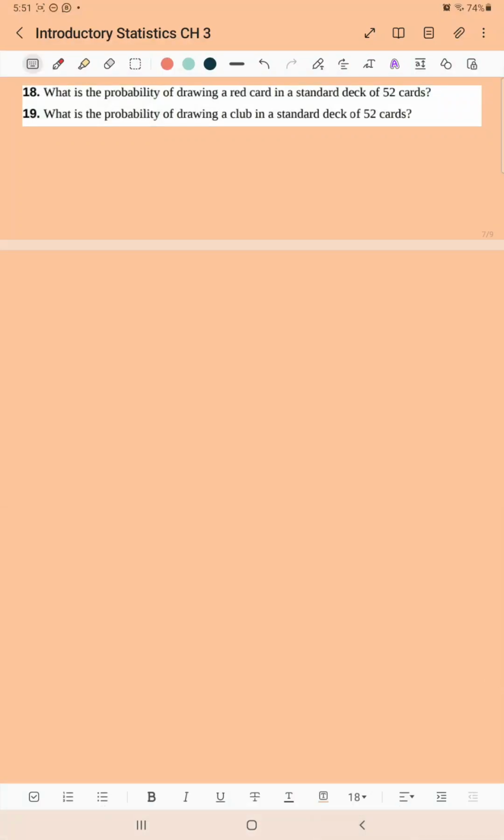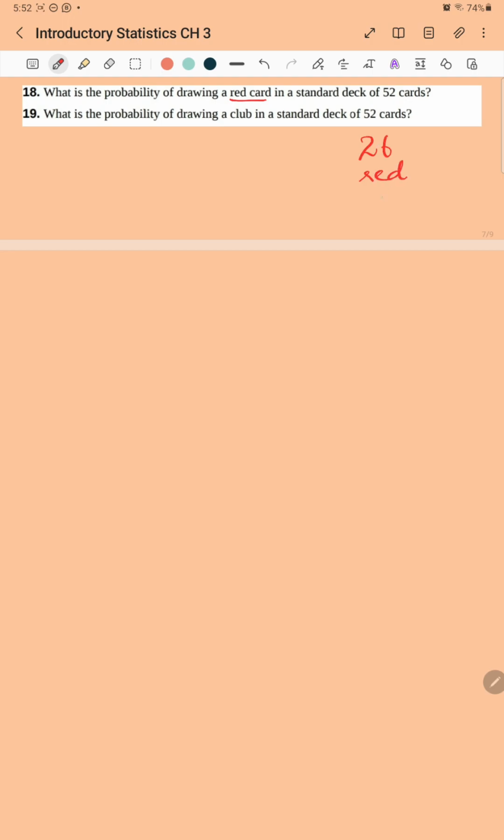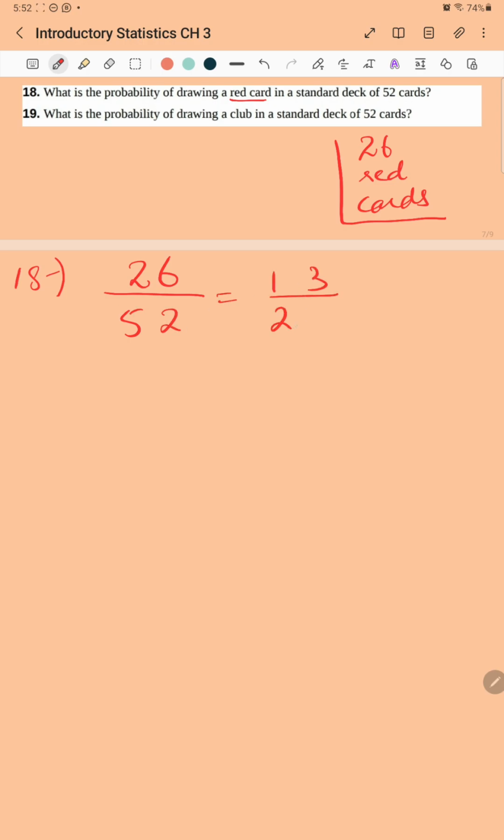Number 18: what is the probability of drawing a red card in a standard deck of 52 cards? अच्छा, इसमें सबसे पहले we should know कि इसमें रेड कार्ड्स कितने होते हैं. तो स्टैंडर्ड डेक ऑफ 52 कार्ड में हमारे पास we have 26 red cards. So I will explain in another video the division of cards in the standard deck of 52 cards. But for this question number 18, क्योंकि हमारे पास 26 cards होते हैं, ये आपको पता होना चाहिए, and total is 52. So the answer would be 26 by 52, which is 1 by 2.